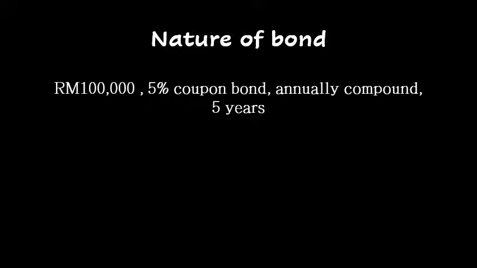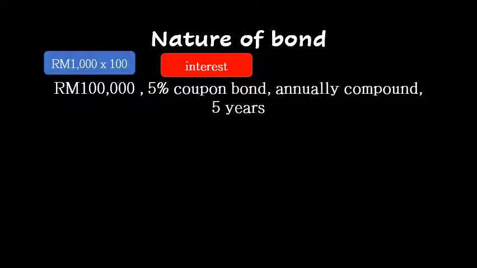So here we have an example of a bond. Remember, we are now looking at a bond as a financial liability. Thus, we are the one issuing the bond and we receive cash from bondholders. Here we have a bond with a face value or nominal value of 100,000 ringgit. Bonds are usually issued in denominations of 1,000 ringgit. So if we want to issue 100,000 ringgit worth of bonds, we need to issue 100 units of bond with a face value of 1,000 ringgit each.